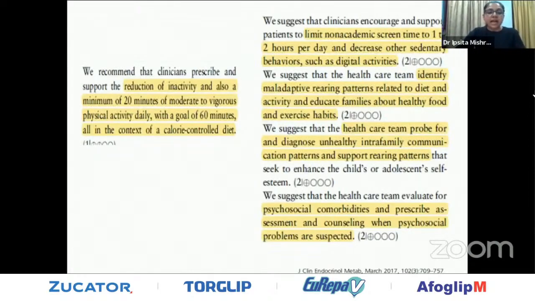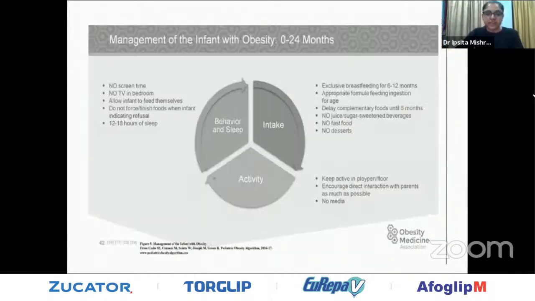Apart from diet, activity is very important, and the goal of 60 minutes of moderate to vigorous activity in the context of a calorie controlled diet must be followed. Limit the screen time to less than 2 hours, improve the family dynamics, and improve the psychosocial comorbidities, especially in an adolescent obese child. So this is a nutshell of how to manage obesity until 2 years.